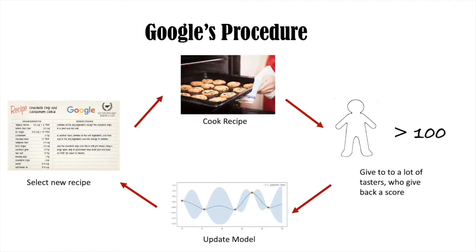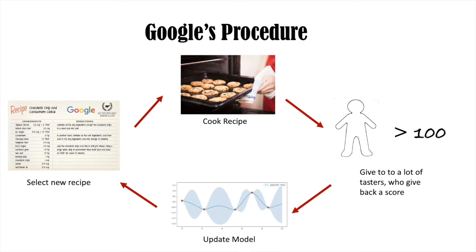So what was Google's procedure when developing the cookie? Well, they would first bake a recipe, which they would then give to a lot of tasters, over 100 people. Each taster would then give the cookie a score, let's say between 0 and 10, and then all scores would be aggregated, and this information would then be used to update the model. And then the updated model would be used to select a new recipe. We can do this cycle as many times as we want until we have a satisfactory cookie.